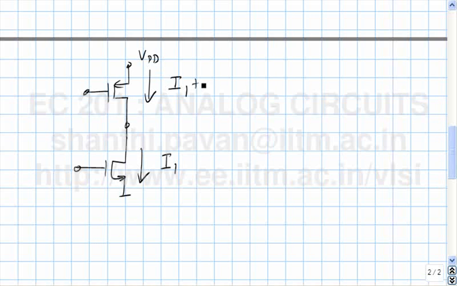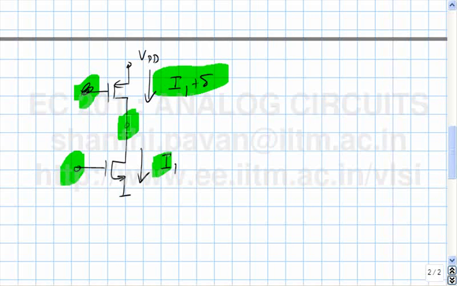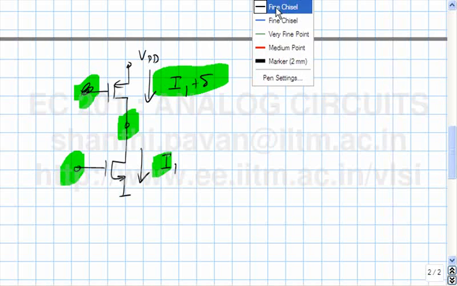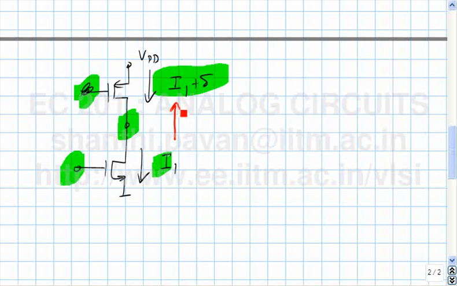Even if there is a small error in I1, either because this gate potential was slightly larger or smaller, or this gate potential was slightly larger or smaller, what do you expect to happen to the potential of this node? These are two independent current sources. One of them is slightly larger than the other. So into this node, there will be a net current flowing, which will cause the potential of this node to go on rising because of the difference in currents being pushed into the node and being pulled out of the node. So this potential will go up and up and up eventually until what happens?